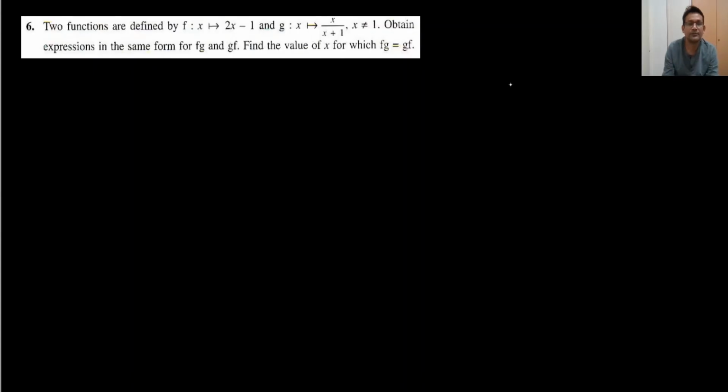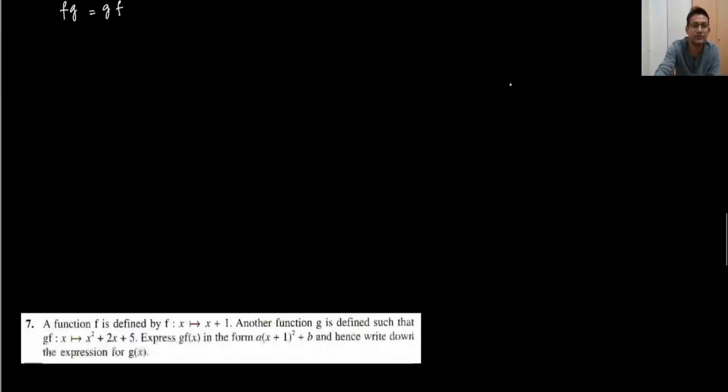Question number 6. In question number 6, we have f of x equals 2x minus 1, and g of x equals x upon x plus 1. Don't worry about this, because x cannot be minus 1. Express in the same form gf and fg, and find the value. If you want to find fg or gf and equate them, I think you can get the answer. It's the same thing; we have done this type of question. I'm not doing this part.